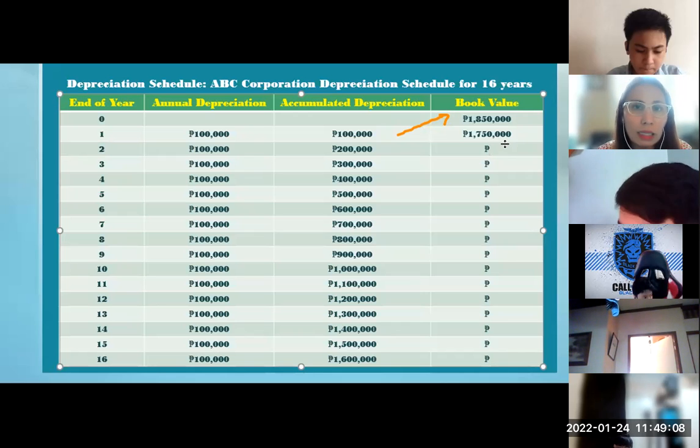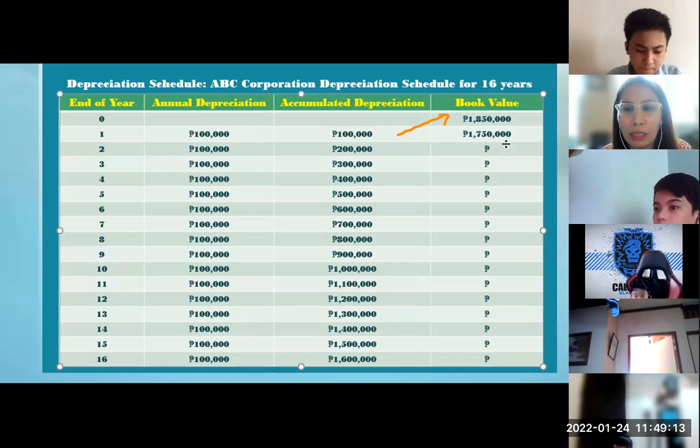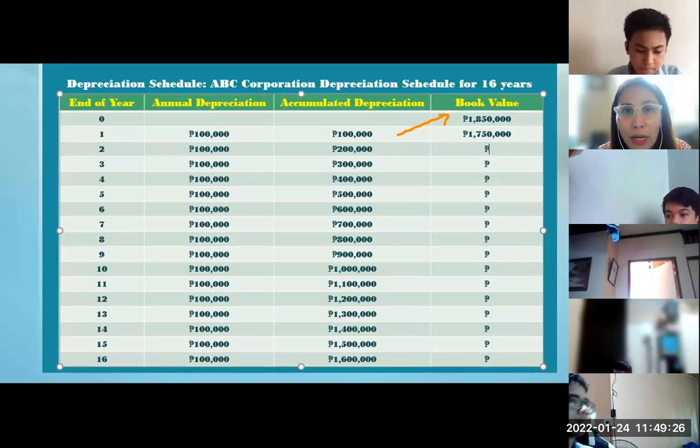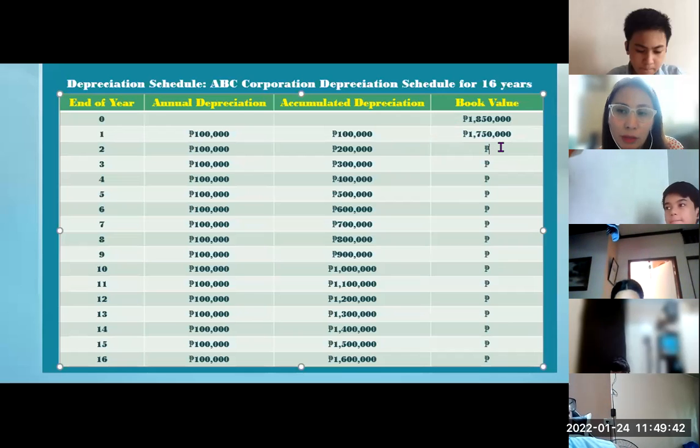Okay. So again, there are two ways to compute for the book value. It's either, yung una po, you deduct the accumulated depreciation from the book value. Ito yun. So, deduct mo lang itong 200,000, Mr. Charles, sa ating total cost to get the book value of that year. What's the amount, Mr. Charles?